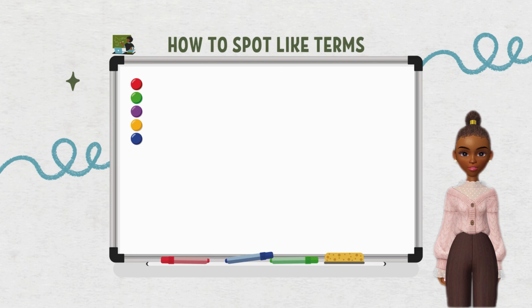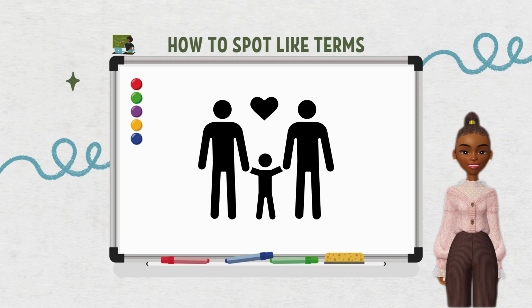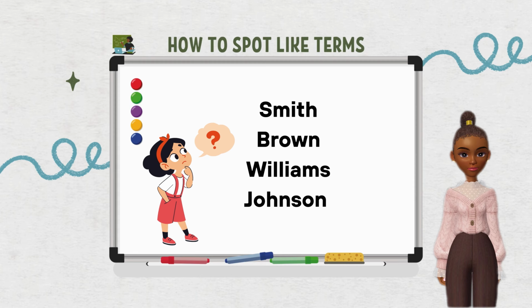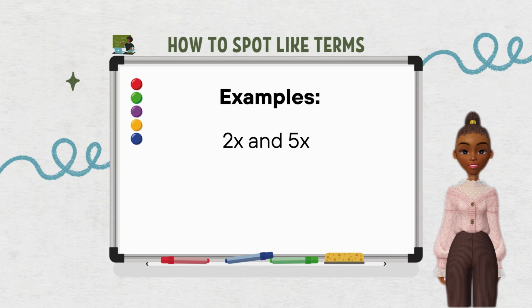How do you spot like terms? Well, it's kind of like spotting a family member. Usually, when you run into somebody with the same last name, the first thing you think about is, are we related? It's the same thing with spotting like terms. For example, we have 2x and 5x. They have two different names. We have 2 is 2 and 5 is 5, but they're still part of the x family, so therefore they can be combined.